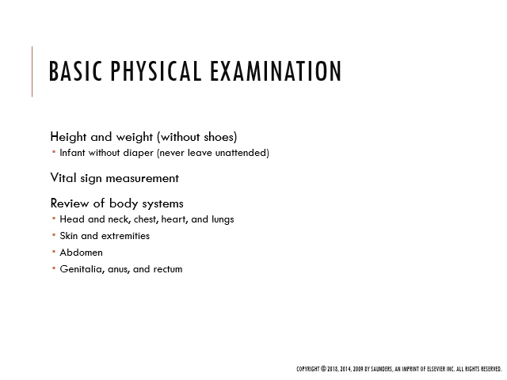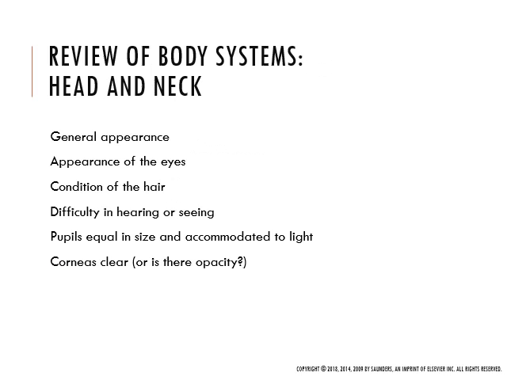We want to identify standards that are used to compare measured heights and weights. Discuss the basic rules to follow when measuring vital signs. We're going to do that in lab more specifically, and you know to look at your skills book for that. And we've talked about vital signs. When we are reviewing the body systems, we're going to cover the head and neck, chest, heart, lungs, skin and extremities, abdomen, genitalia, anus, and rectum. So we'll talk about that more.